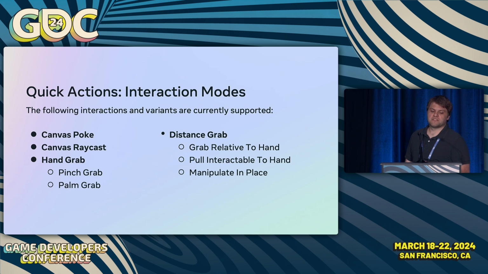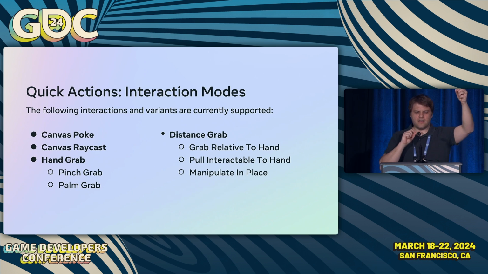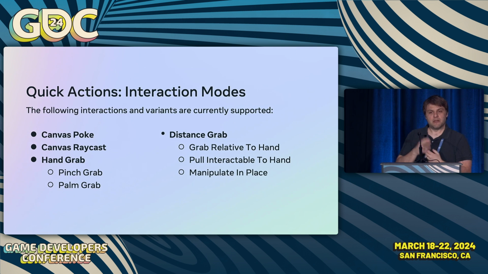The interaction modes that Quick Actions currently supports are canvas poke, canvas raycast, hand grab using pinch or palm, or distance grab, the three types. The three types we support are grab relative to hand, so I can grab something at a distance and move it one-to-one; pull interactable to hand, which sucks the interactable into your hand; and manipulate in place, which actually sends your hand to the interactable so you can tweak it where it is.